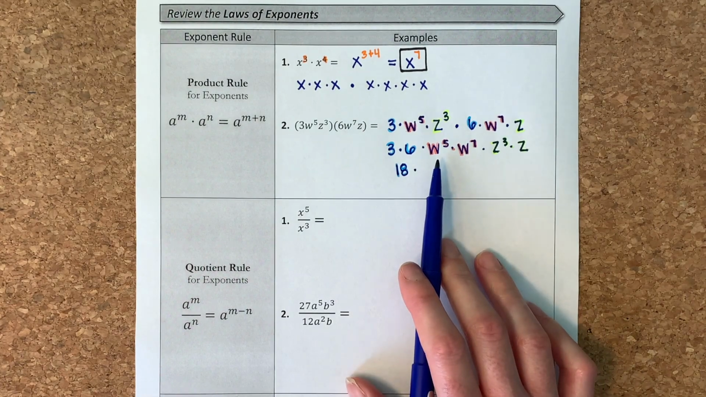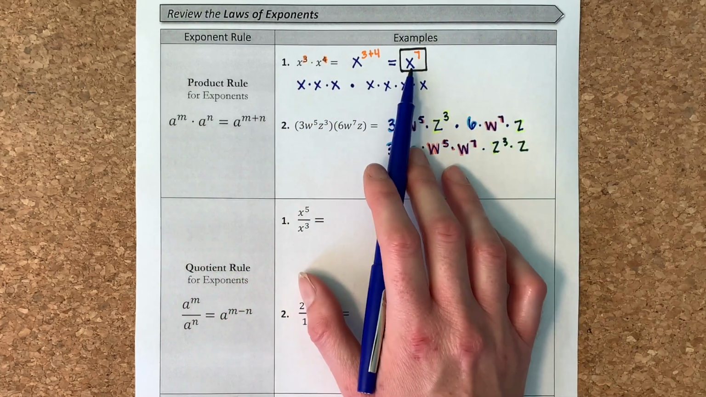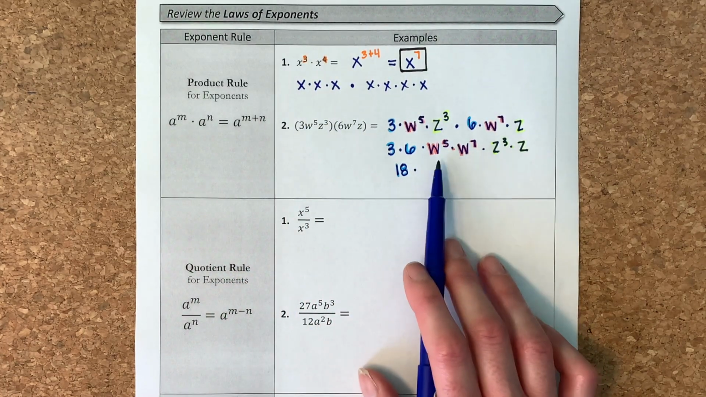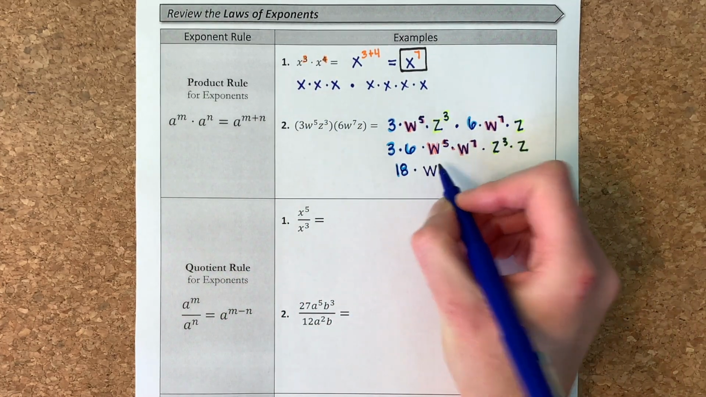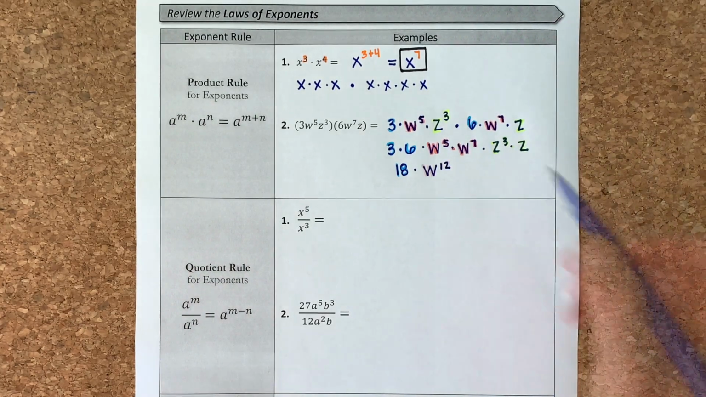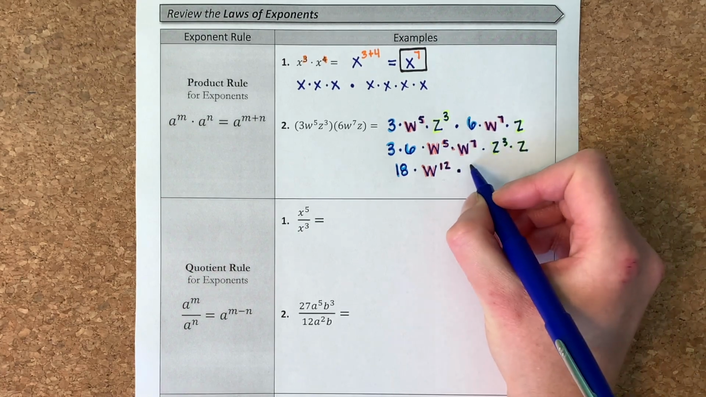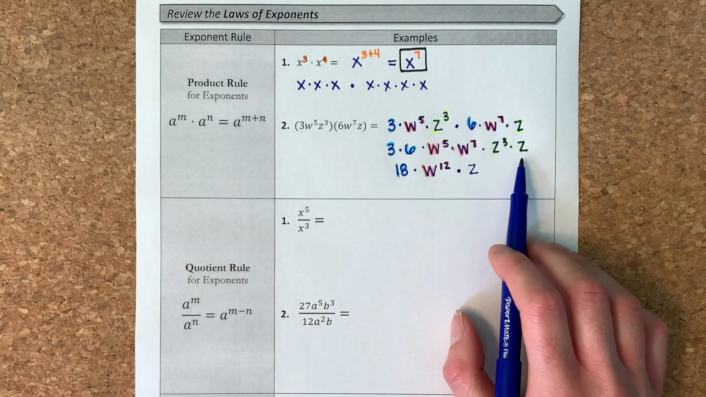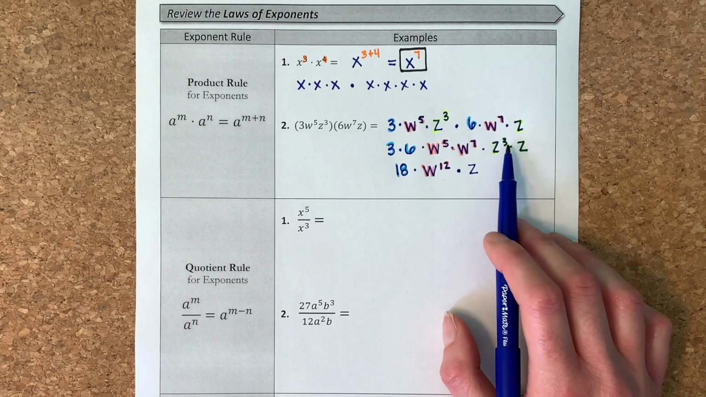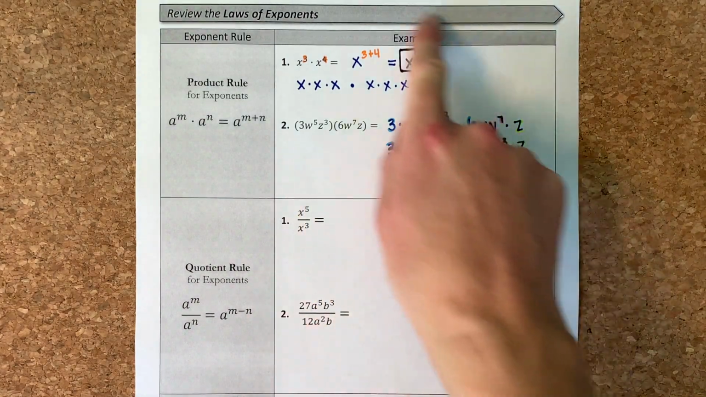When we're multiplying w to the 5th times w to the 7th, remember this product rule up here. When you multiply two quantities with the same base, we keep the base and add the exponents. So 5 plus 7 will give us 12. And then when we're multiplying the z's, again, we keep the base, which is the z, and we add the exponents. This implied exponent is a 1, so we'll be adding 3 plus 1 to give us z to the 4th. So those were examples of the product rule.